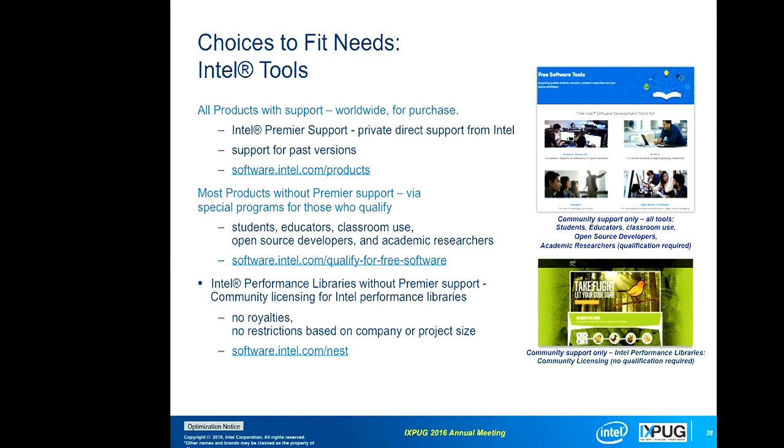We also recently took our performance libraries, MKL, TBB, IPP, and DAL, and made them completely free. If you want to download them and use them, go to software.intel.com/nest, get a community license, link it into your code, and start using it. There is zero charge for doing this. If you want to redistribute the code, totally fine.